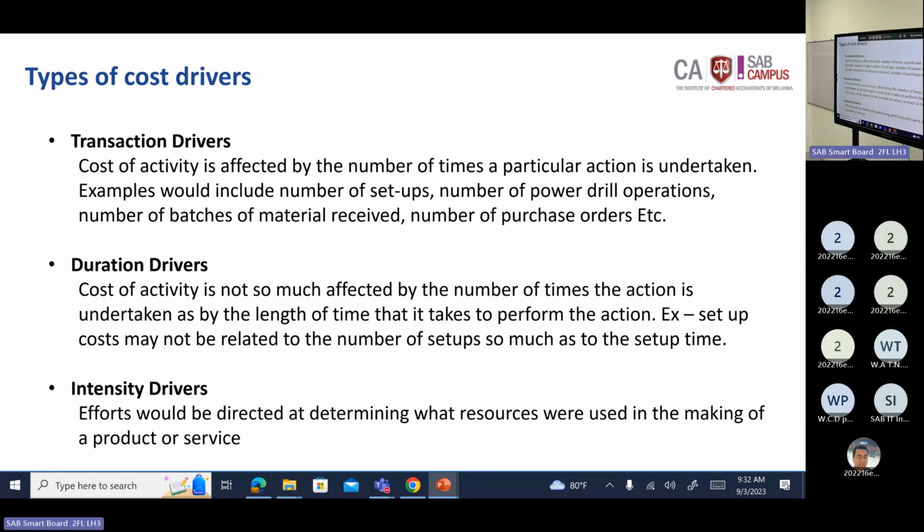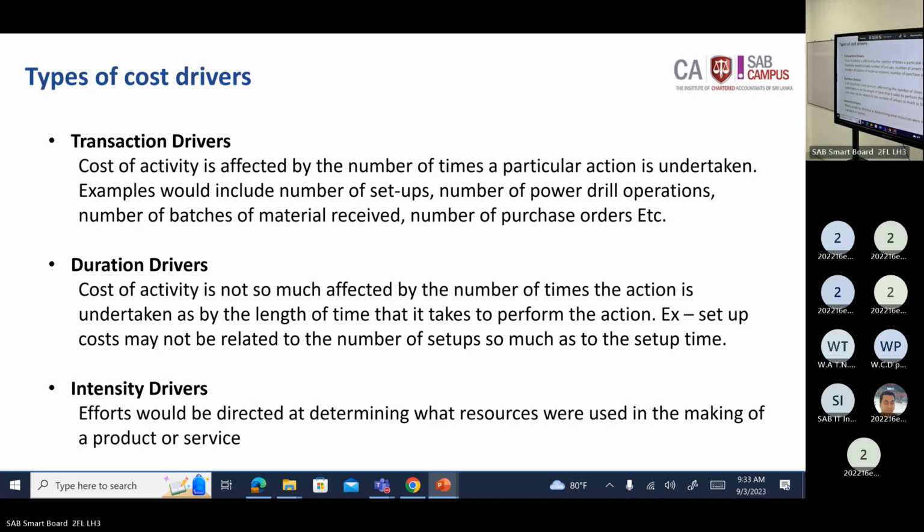Then the cost drivers we can identify: transaction drivers. The cost of activity is affected by the number of times a particular action is undertaken. Examples would be number of setups, number of power drill operations, number of batches of material received, number of purchase orders. Again, a transaction cost driver is affected by the number of times a particular action is taken. Commonly, these are the cost drivers.